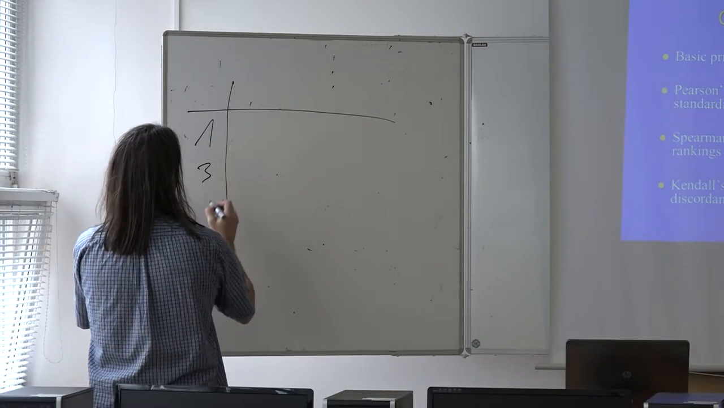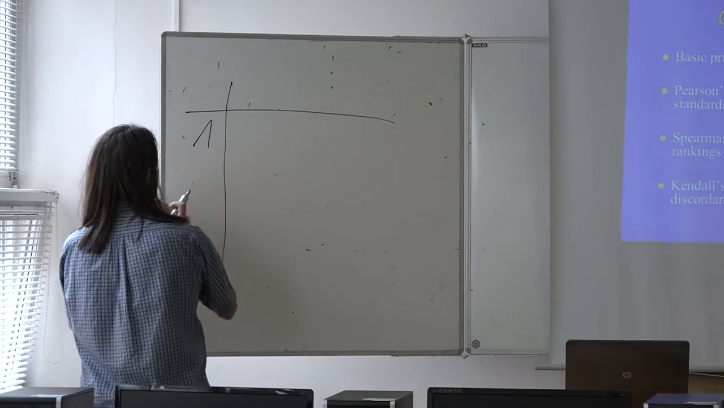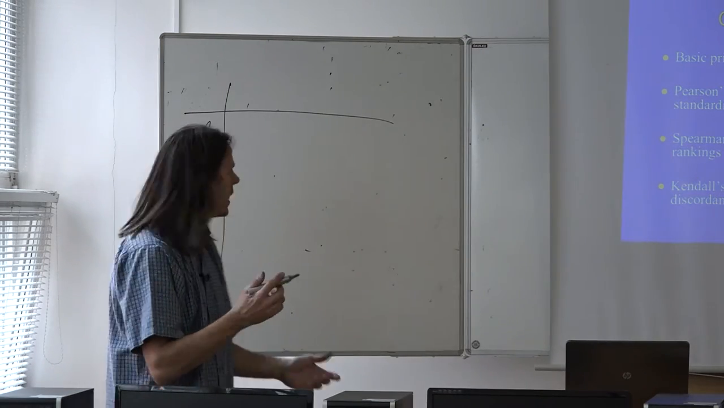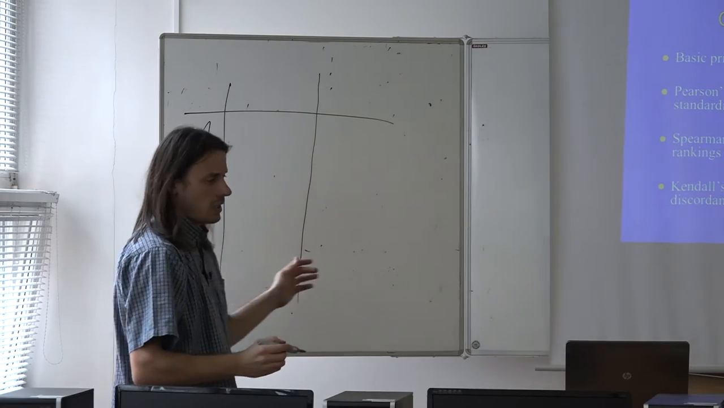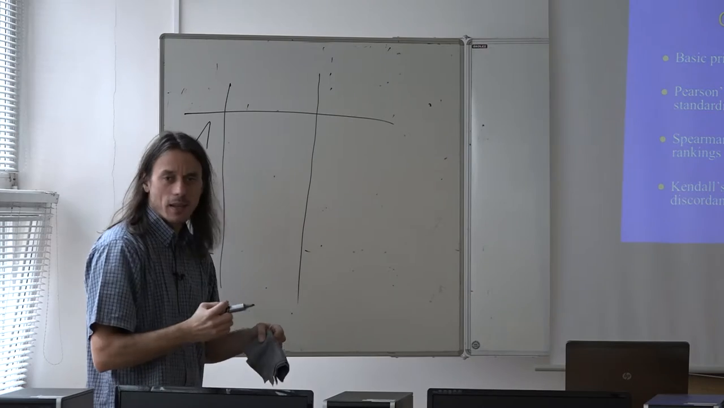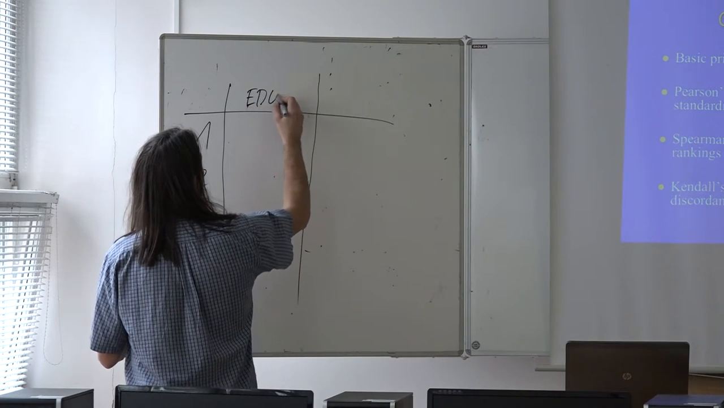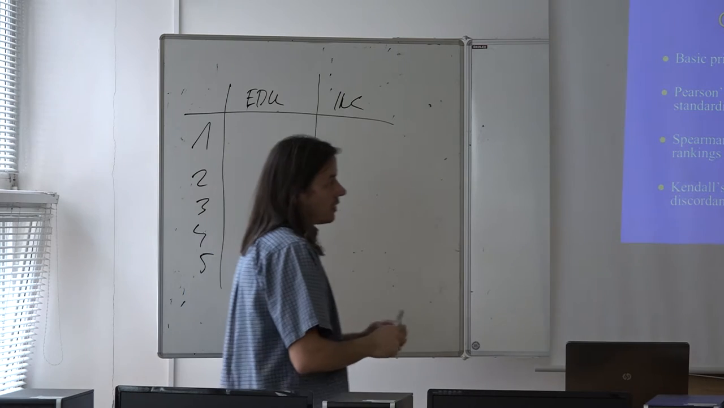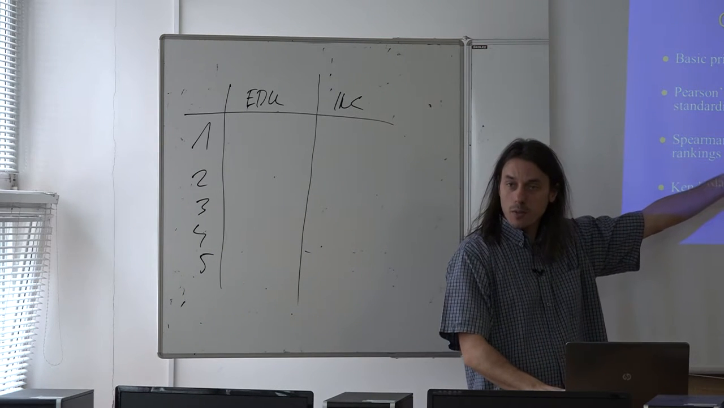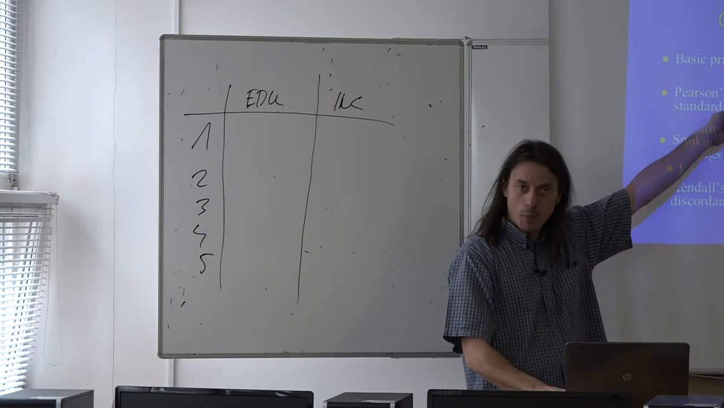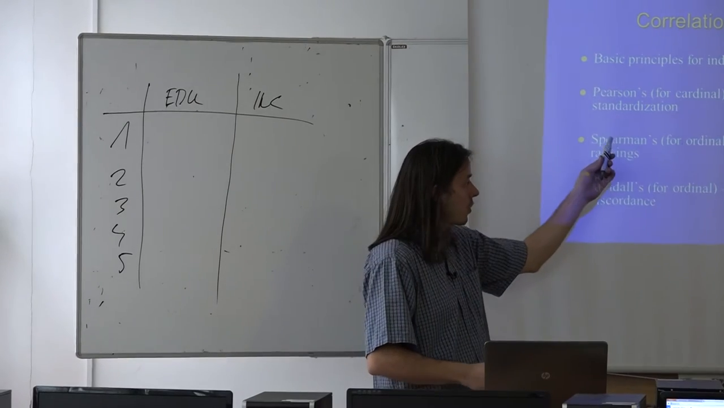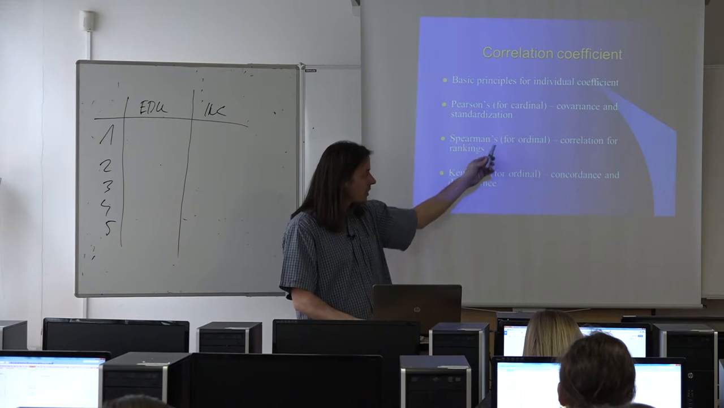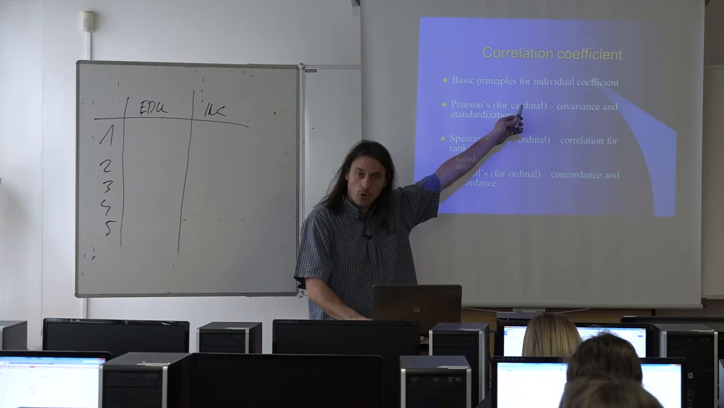Let's see how it works with a simple example. For simplicity, once again, let's have 5 respondents and 2 variables. Once again, we can use the same example, education and income. If a procedure is for ordinal variables, we know from previous discussion it can also be used without any problem for cardinal variables. So for these variables, we can also apply Spearman's or Kendall's. But the opposite is not true. If your variables are ordinal, you cannot use the Pearson coefficient, which is only for cardinal.